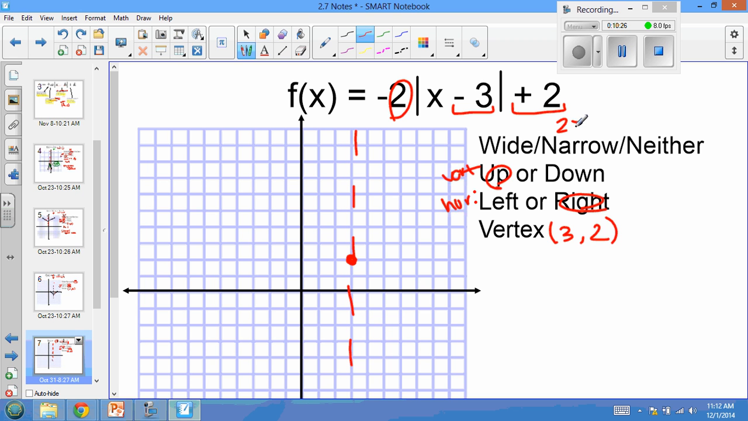2 is greater than 1, so we know that's narrow. And then you can either evaluate a point, so you could pick 2 or 4, or you can use that -2. You know your slope is -2. So you're going down 2, and you remember it's always over 1. So down 2, right 1, which means you can go down 2, left 1.